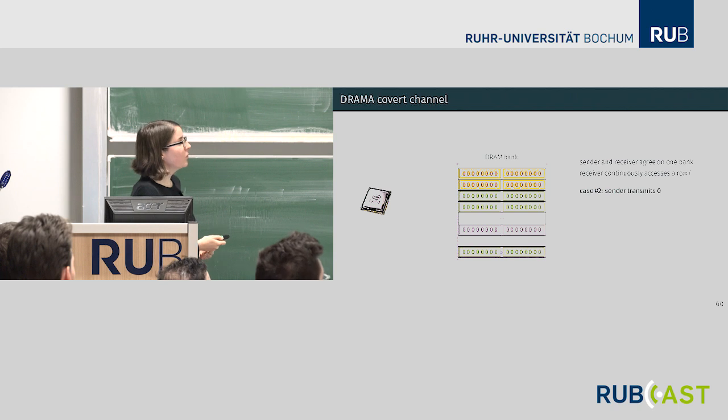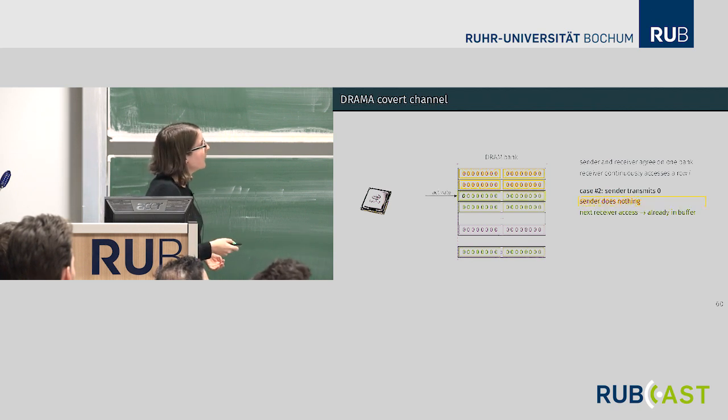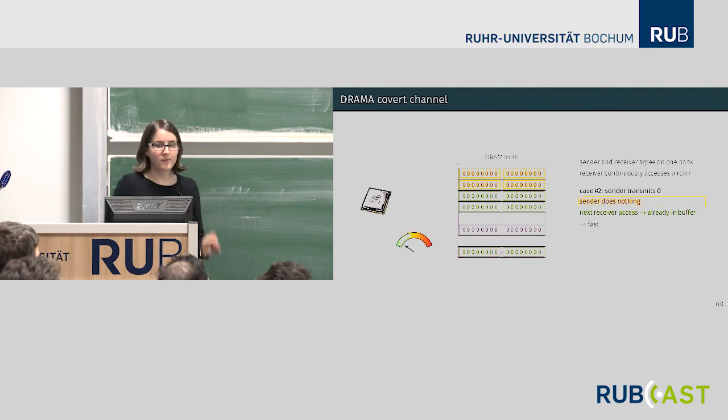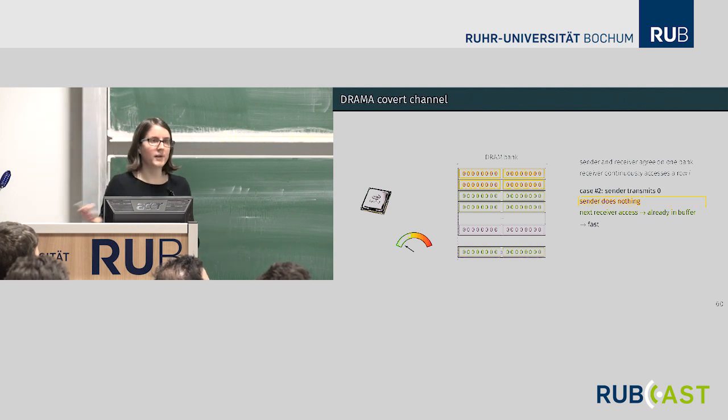Now, if the sender wants to transmit a 0, well, it simply does nothing. Then the row is the one of the receiver in the row buffer, so it's going to be fast. And we have, again, this difference between fast accesses and slow accesses, and this is how we differentiate between our zeros and our ones.